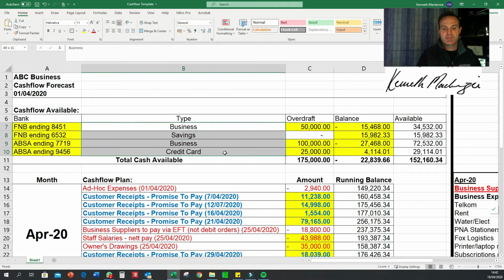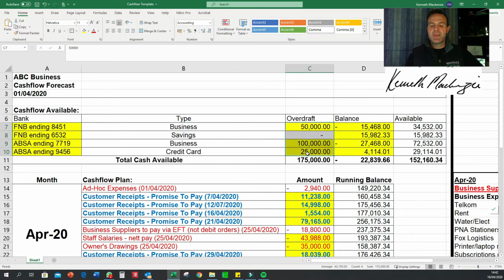Here you put in your type. This is just informational and for a quick overview. And of course your overdraft limits that you have on each of these accounts. If you're in another country, obviously you'll use other banks. So you put in your overdraft limits here. And then you put in your bank balance as at the date that you are doing this forecast, right?